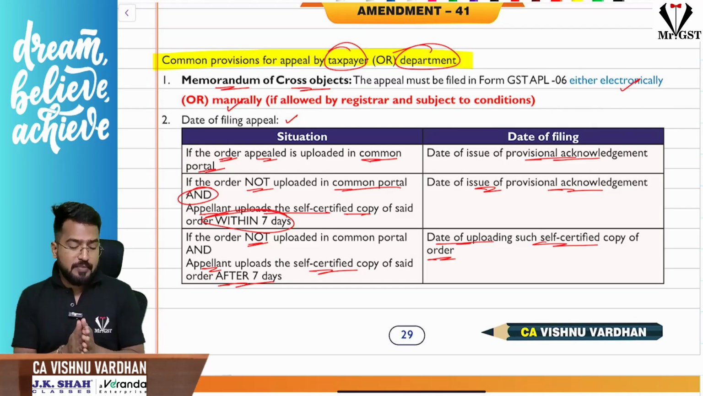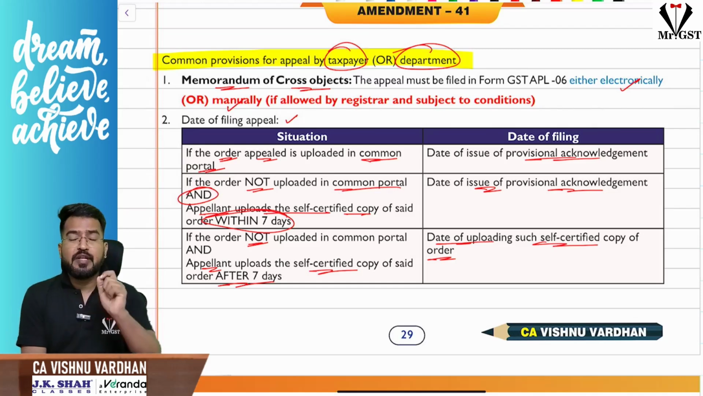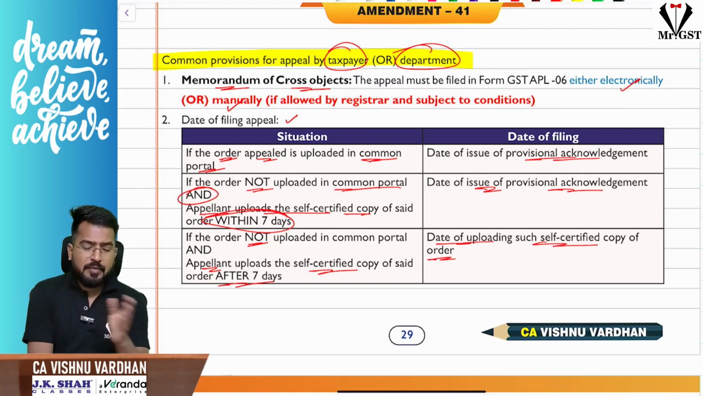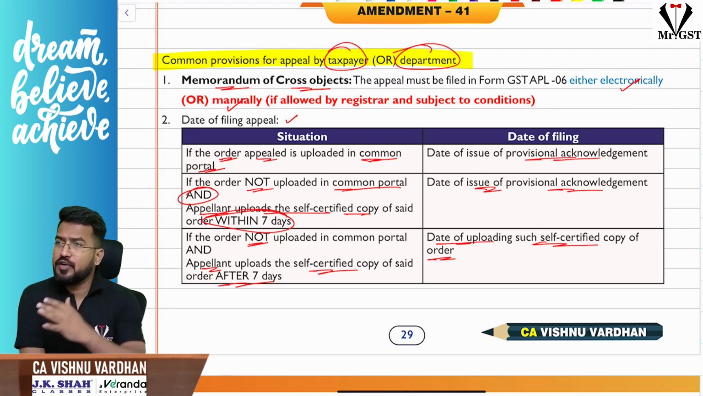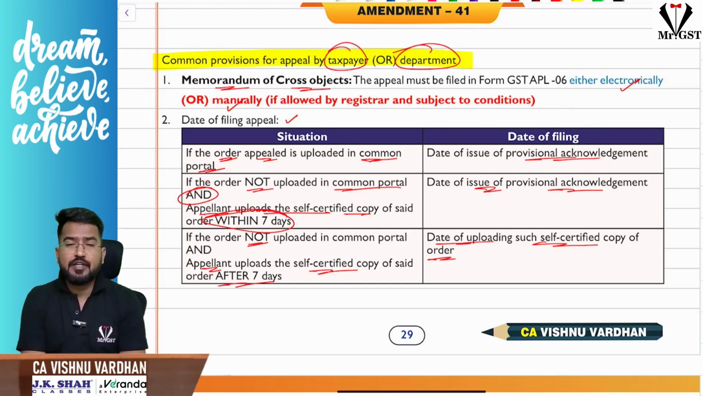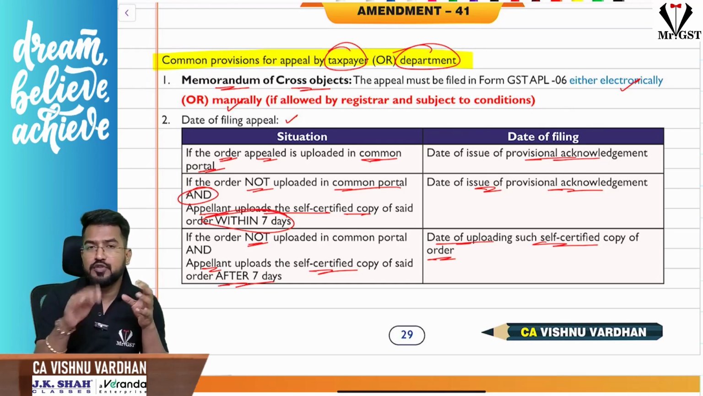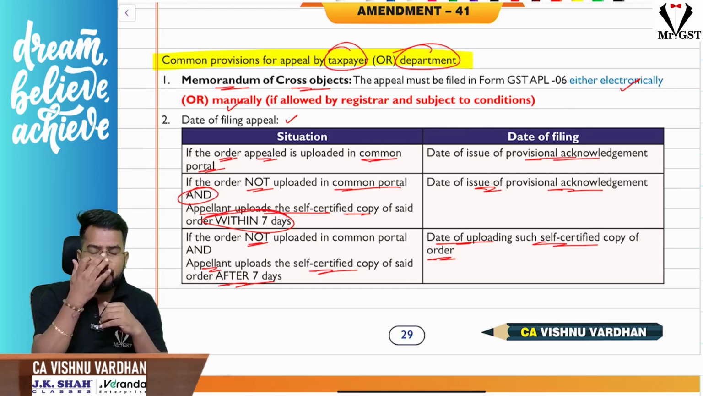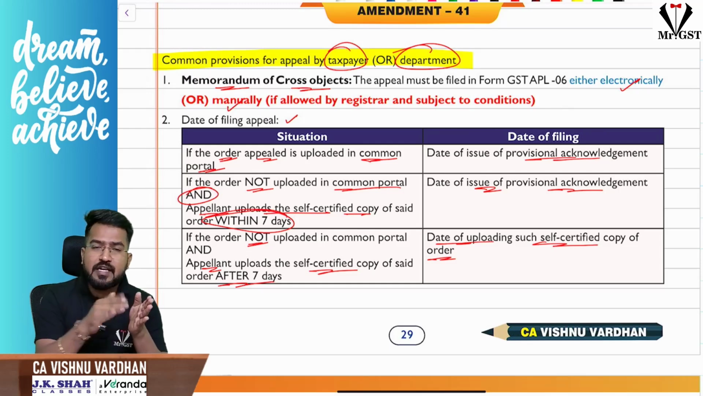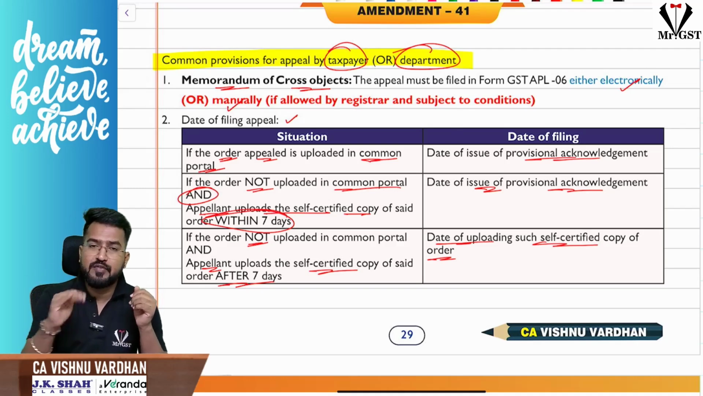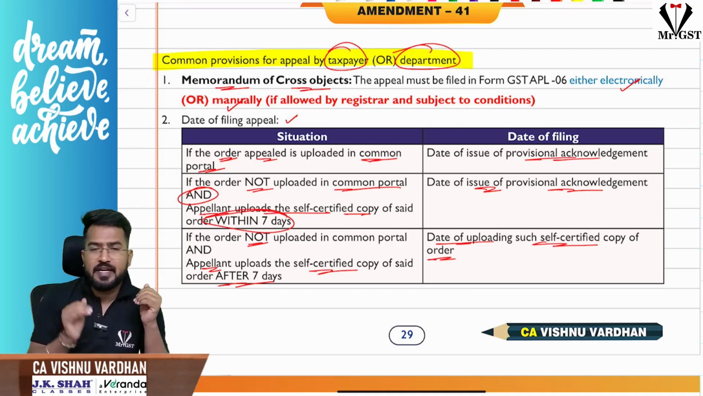The next one is with respect to the date of filing the appeal. When can we take the date of filing of the appeal? See, the memorandum of cross objections can be filed either electronically or manually if allowed by the registrar, subject to conditions. Now, sir, for the order against which you are going to file an appeal, if that order is available in the common portal, that is, already uploaded, the date of issuing the provisional acknowledgement for the filing of the appeal itself will be the date of filing the appeal.